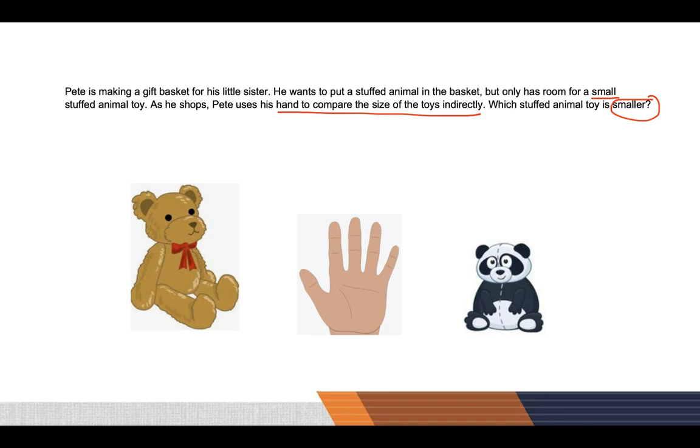So looking at the teddy bear, we see the teddy bear is bigger than his hand. Okay, and then looking at the panda bear stuffed animal, we see the panda bear is smaller than his hand. So we know that the stuffed animal that is smaller than his hand has to be the smaller stuffed animal, and that's the one that he should go and buy.